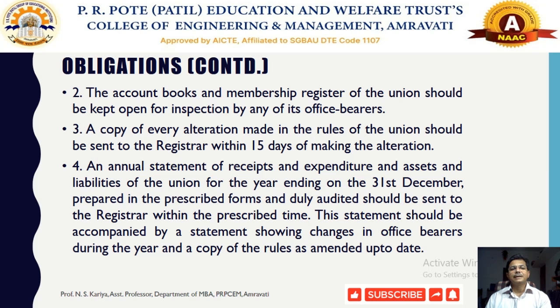There are certain other obligations. The account book and the membership register of the union should be kept open for inspection by any of its office bearers. So it is quite necessary that for any registered trade union, there is an important obligation with respect to preparation of certain account books and some minimum registered membership register of the trade union, which should be kept always open for inspection by its office bearers. So office bearers could make available that particular account book and membership register during the inspection by the registrar of the trade union.